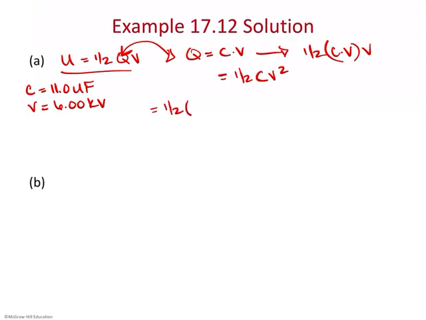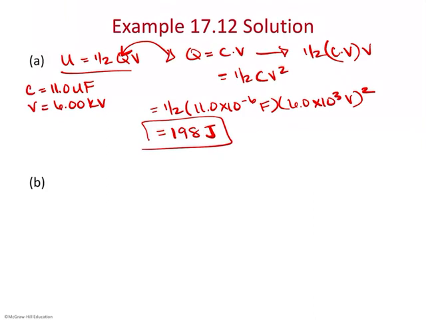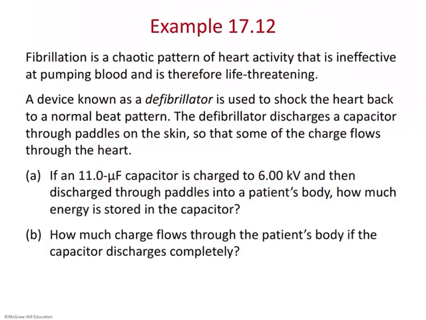So now we can plug into that equation. All right, so we've got 1/2 times our 11 times 10 to the negative 6 farads times our voltage, which is 6 times 10 to the third volts squared. And we should get 198 joules. Okay, remember that potential energy is measured in joules. And then that was part A.